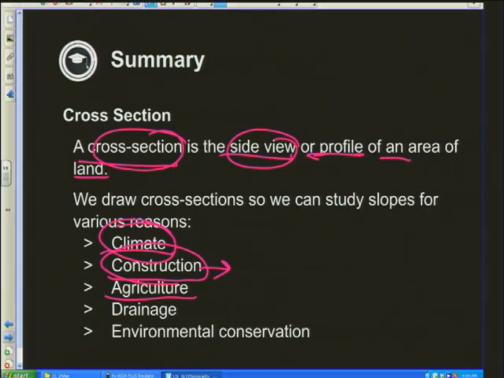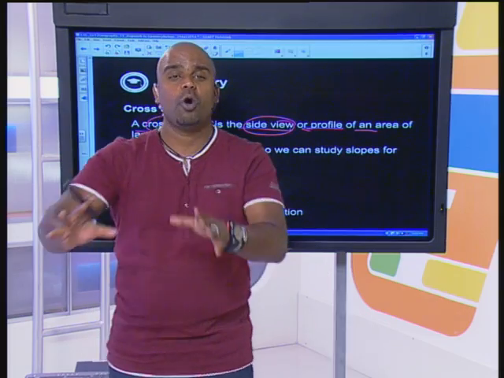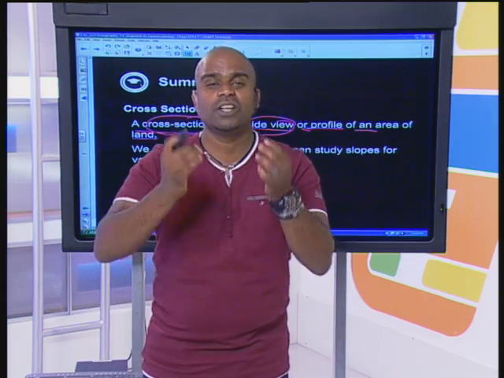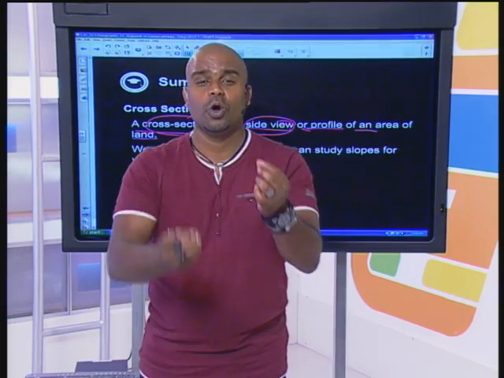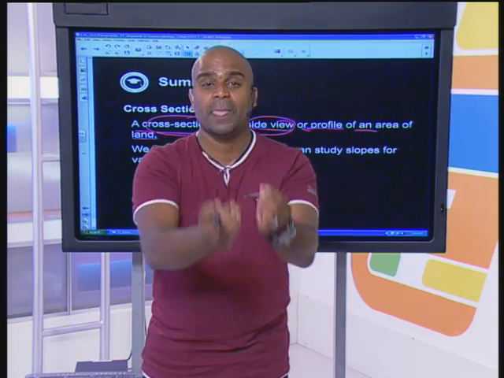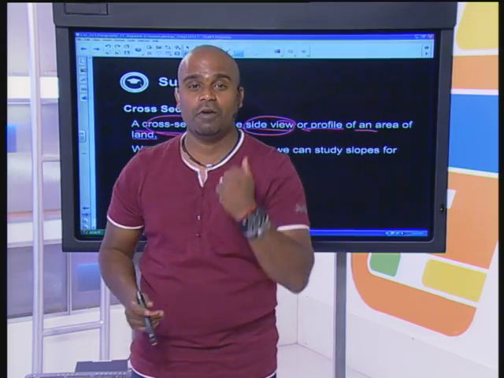Agriculture. Most farmers in South Africa look at the type of land surface, either a gentle slope or a steep slope, in order to farm. Remember, farmers tend to work on gentle slopes. Why? Flat areas are easily farmed rather than steep slopes. So, when we're looking at agriculture, it is another important aspect of cross sections.